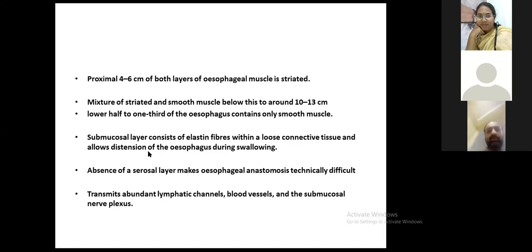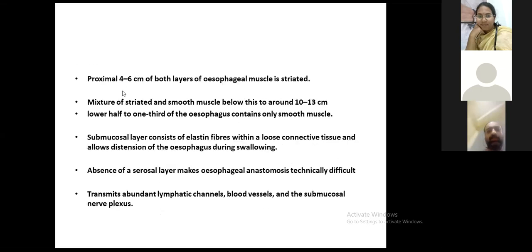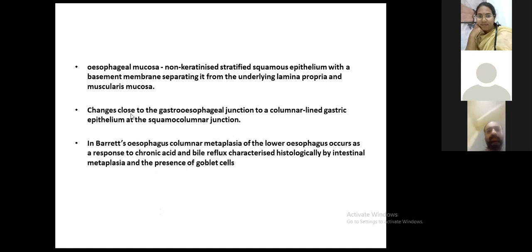The submucosal layer consists of elastin fibers within loose connective tissue and allows good distension of the esophagus during swallowing. The absence of the serosal layer makes esophageal anastomosis technically a little difficult. Because of the absence of the serosal layer, there are abundant lymphatic channels, blood vessels, and the submucosal nerve plexus located within the submucosal layer. The importance, sir, I'll explain in the upcoming slides.